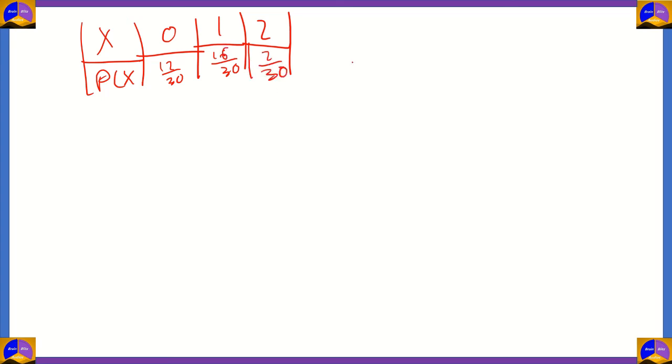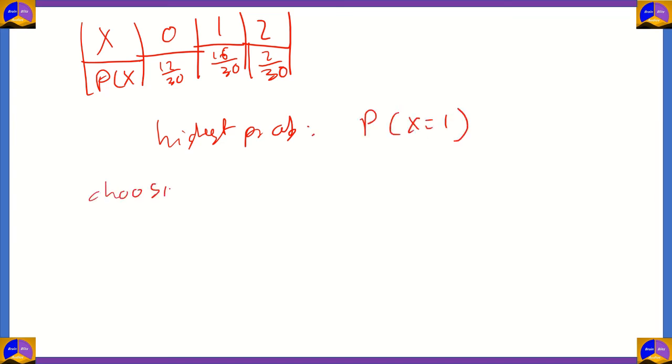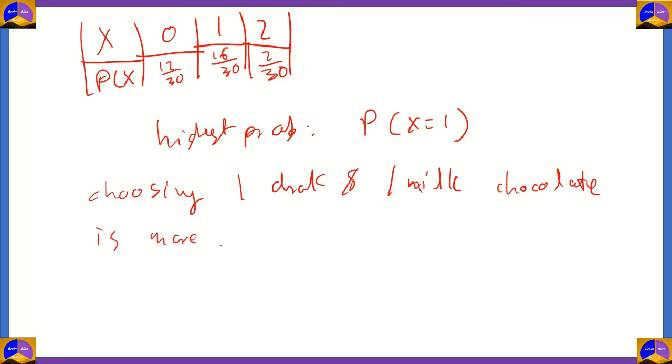Now, as you can see, the highest probability is for P of x equals 1. So choosing 1 dark and 1 milk chocolate is more likely.